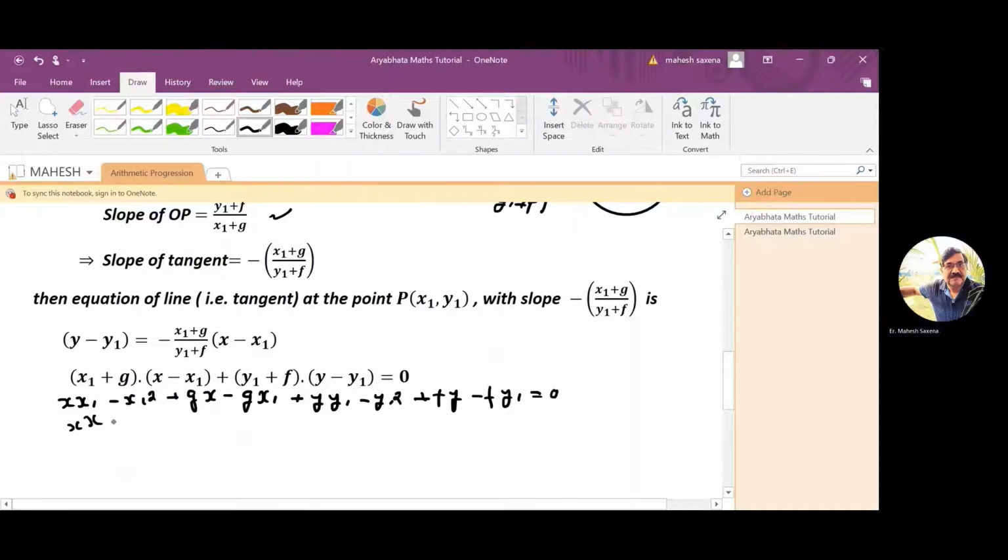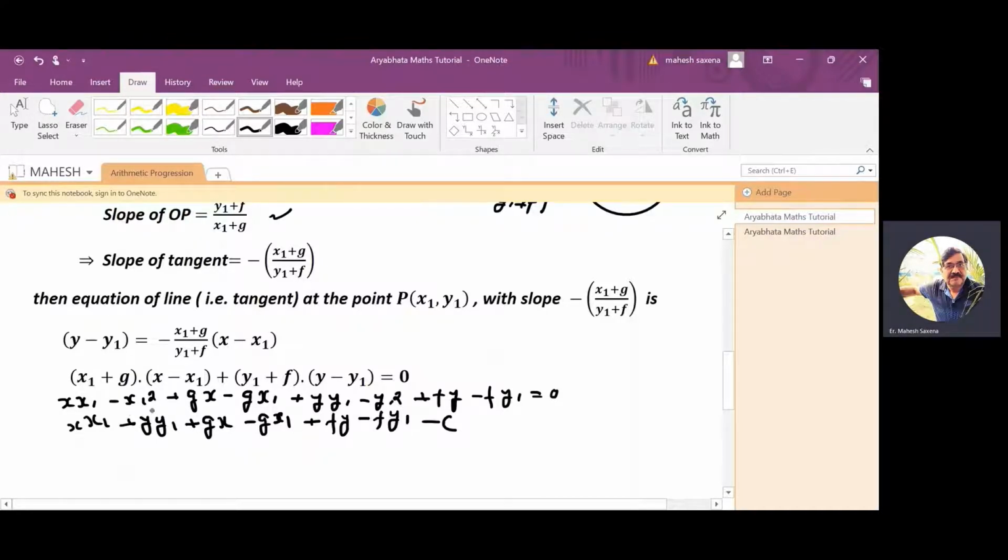This can be written as x1 x plus y1 y plus gx minus gx1 plus fy minus fy1 minus this x1 square and y1 square is equal to 0.